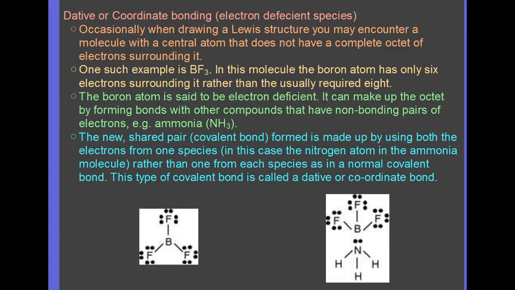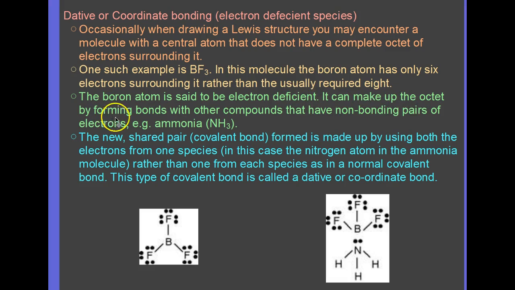Dative or coordinate bonding, electron-deficient species. Occasionally when drawing a Lewis structure, you might encounter a molecule with a central atom that does not have a complete octet of electrons surrounding it. One example is boron, specifically like BF3. In this molecule, the boron atom has only 6 electrons surrounding it rather than the usual required 8. The boron atom is said to be electron deficient.